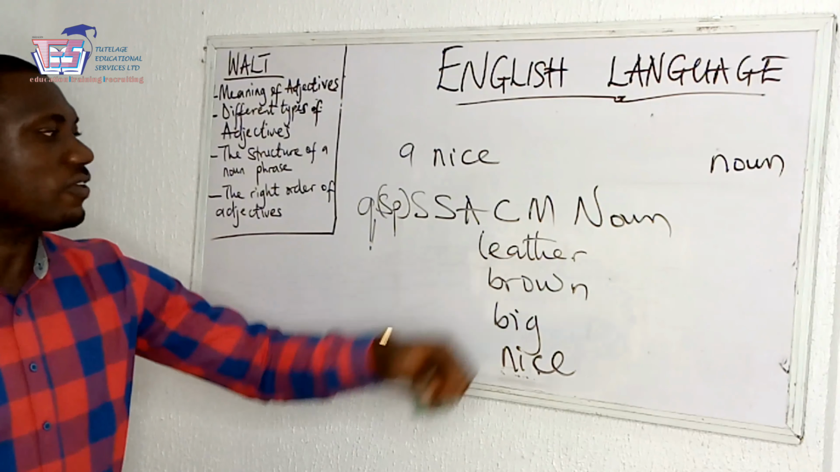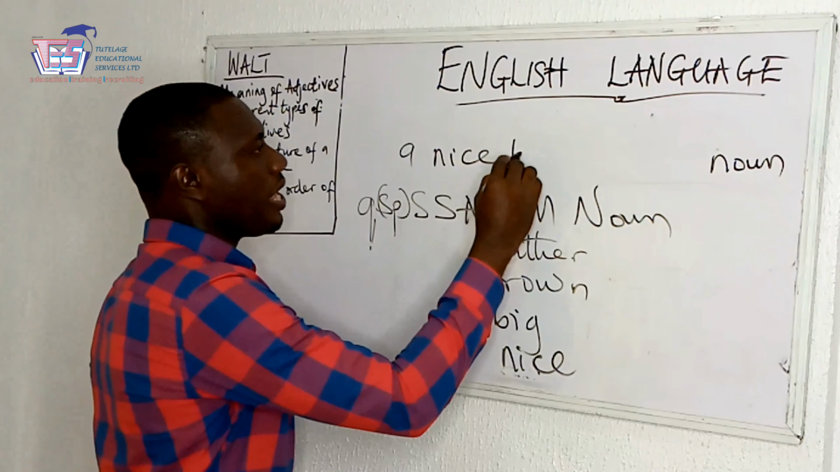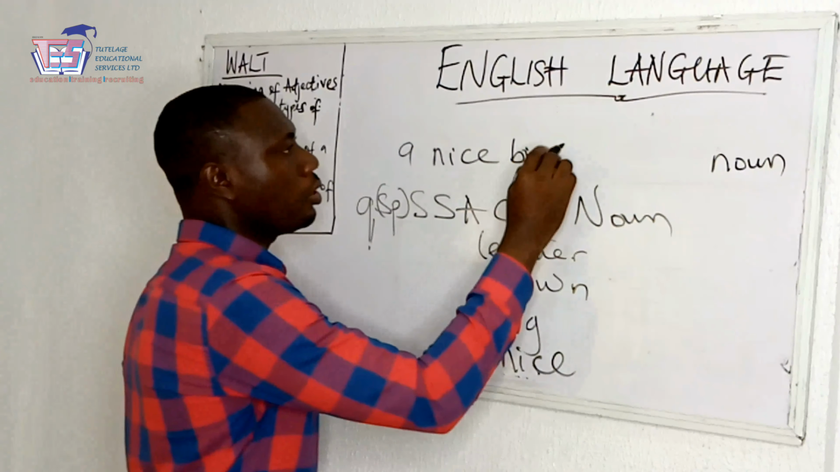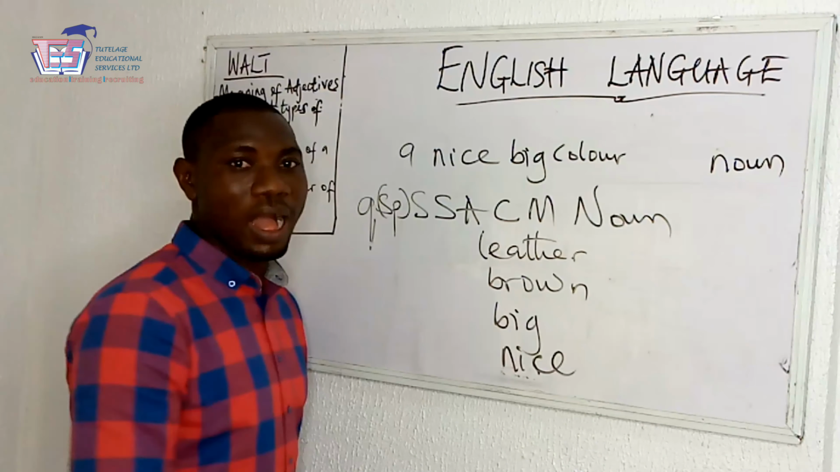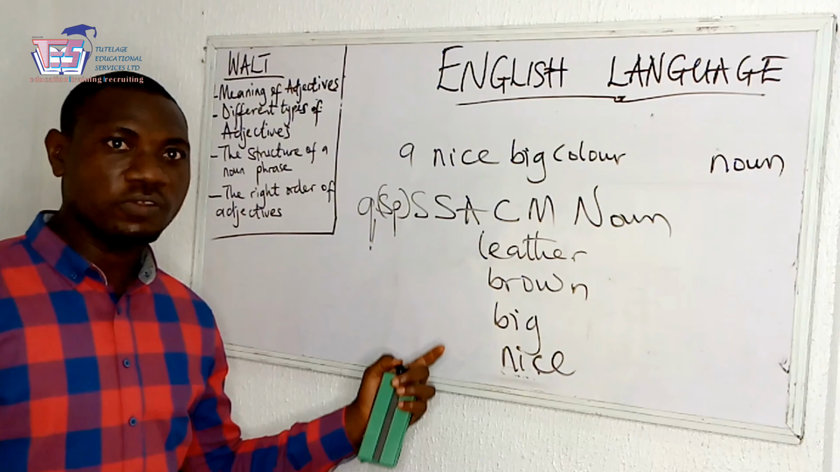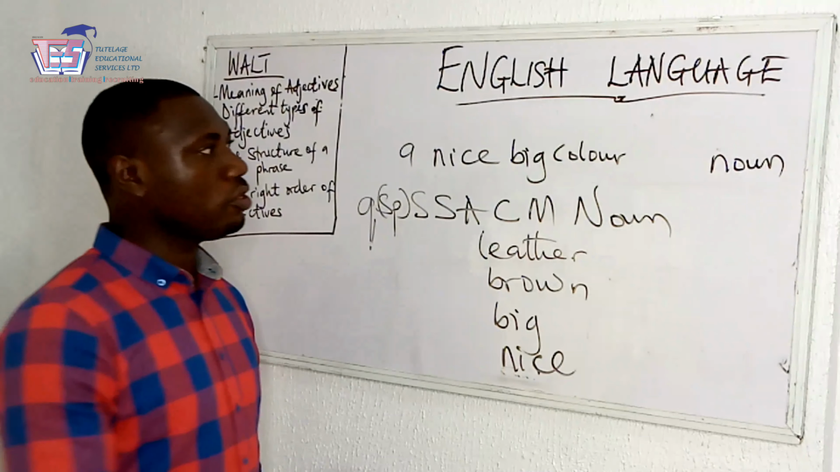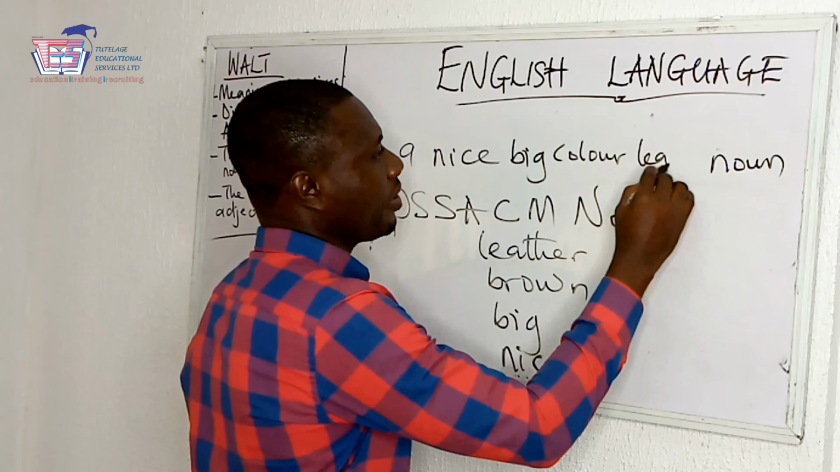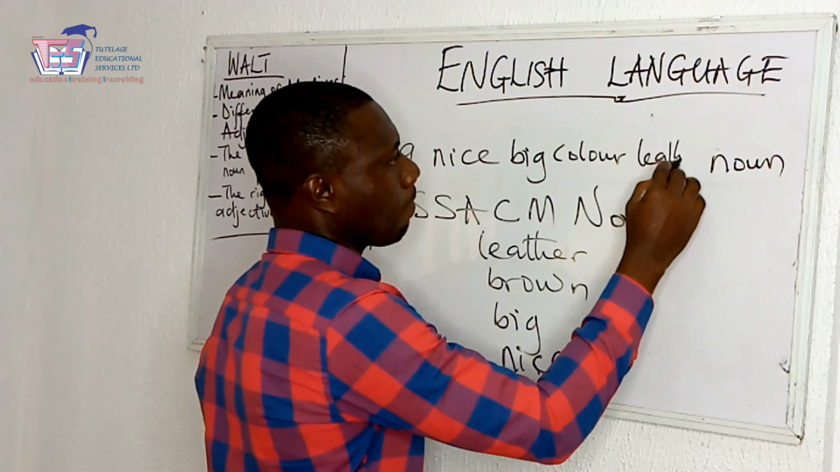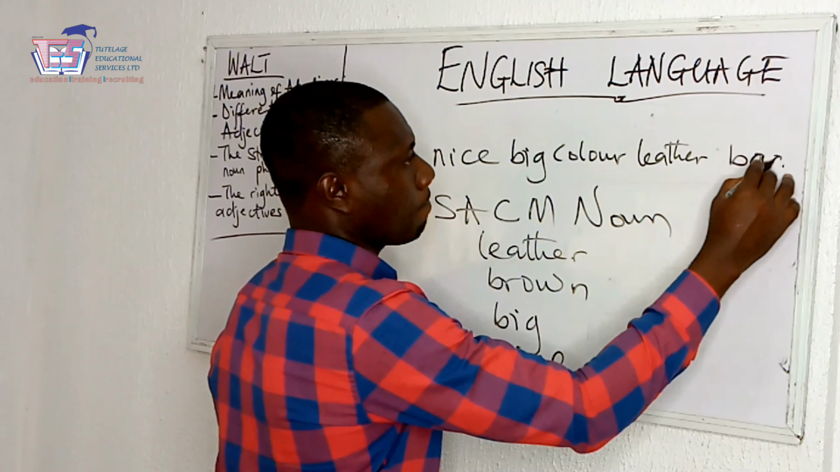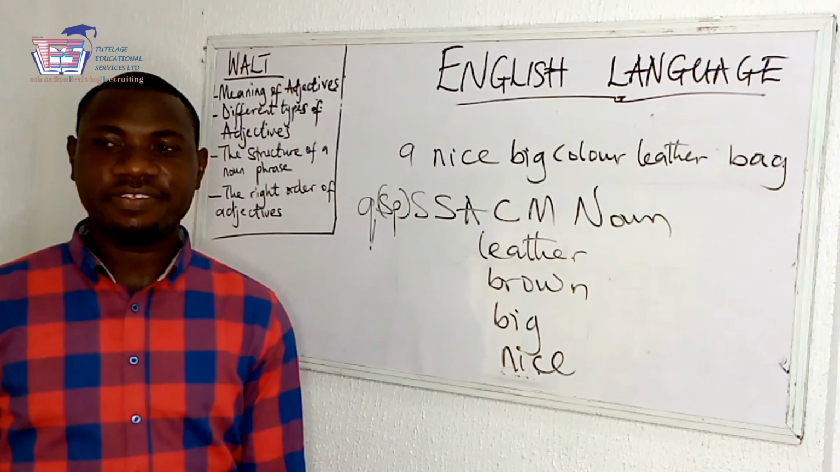After quality in this order, the next word that should come is big. And the next one should be color. Depending on what you have, you cannot have everything at once. Just use the order for everything you have. Then we have the material, leather. Then we have the noun. It's as simple as that.